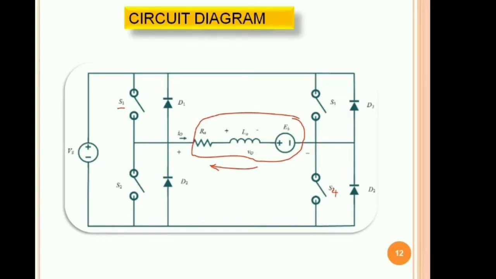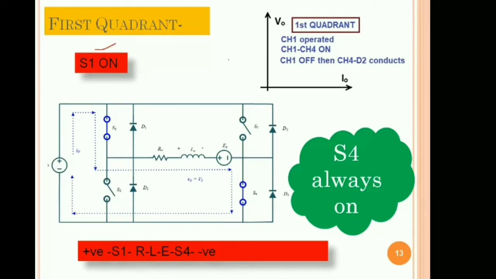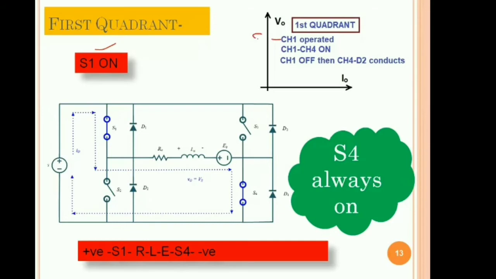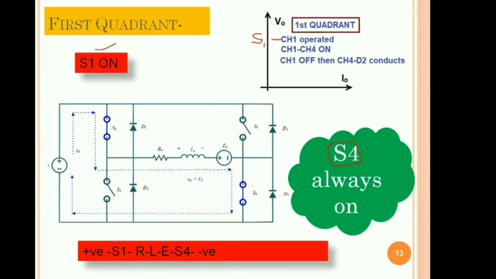Now coming to the first mode of operation, where the switch S1 is operated. The switch S1, otherwise we can say chopper 1. Some books mention it as chopper 1. We can say S1 is operated. And do remember, S4 is always on. This switch 4 is always on.